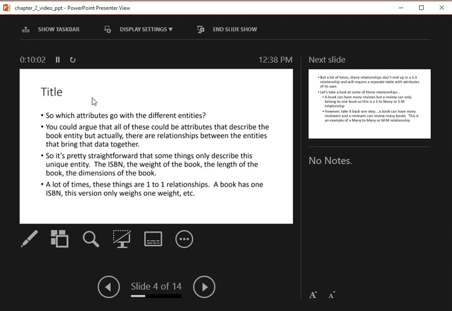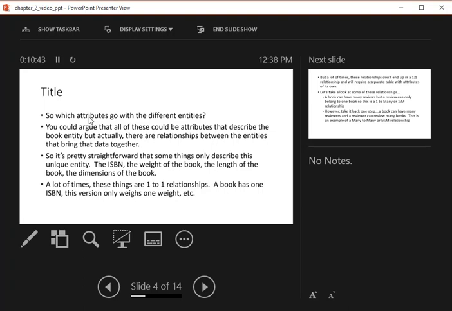All right, so let's look at the title. And let's look at which attributes go with the different entities. So you could say that all of these attributes describe the title, but that's actually not true. A lot of times there are relationships between some of the data. So the author does not describe the physical hardback that you're holding in the book. In a database, there's actually going to be a separate author table, and you're going to establish relationships between the title table and the author table instead of having all of that data in one bunch.